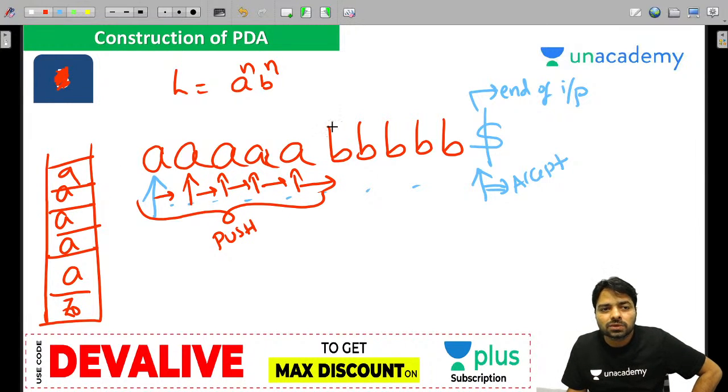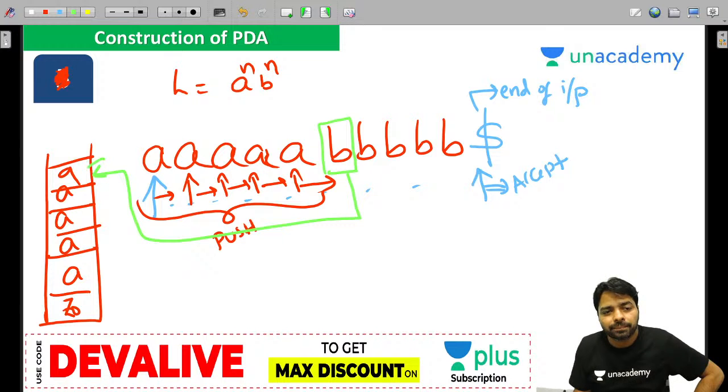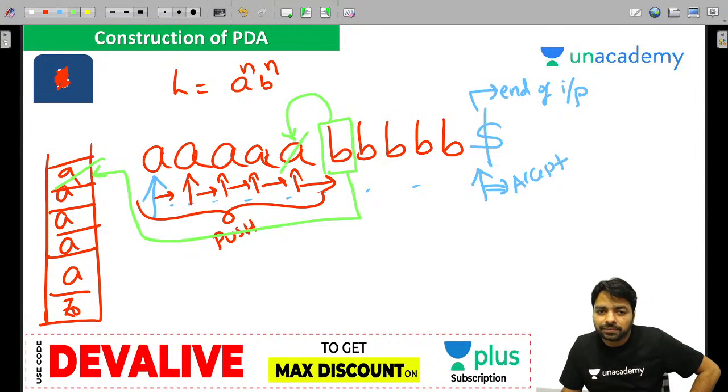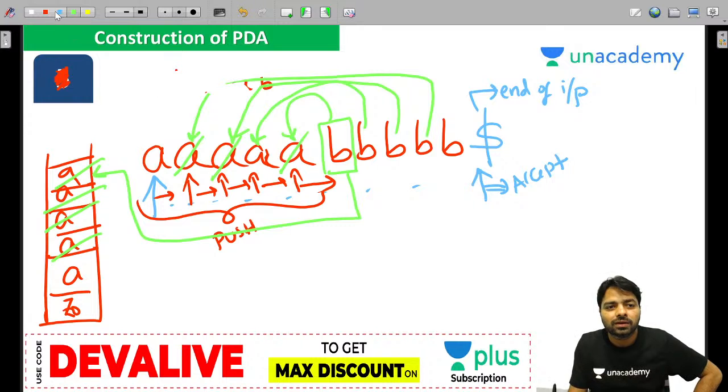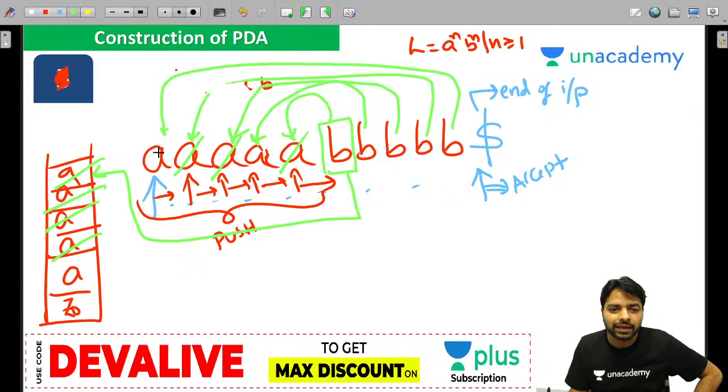And when B comes, we stop pushing A's. For this B, we are going to pop A. Indirectly, this B is comparing this A, which means this A is popped. This is our language where n is greater than or equal to 1, let's say, and this B is popping this A indirectly.